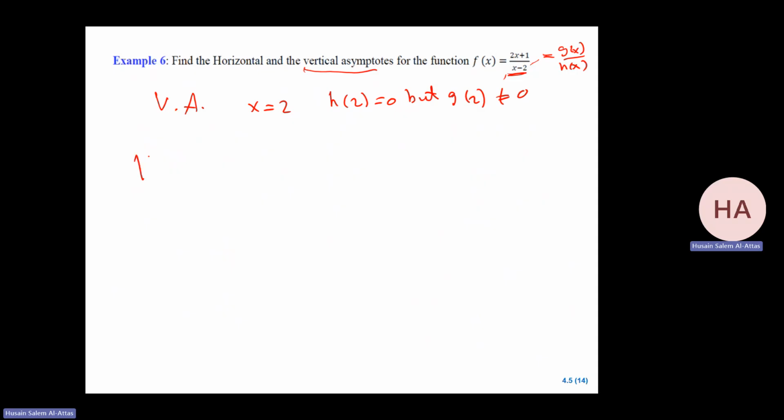Now, horizontal asymptote, let's check the limit. For a rational function, plus or minus will not make a difference. It's just the coefficient of the highest power, the leading coefficient of the numerator and denominator. So I have the control here and there. So the value is 2. So I have horizontal asymptote y equal 2.